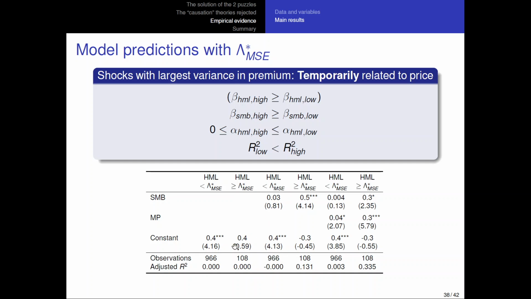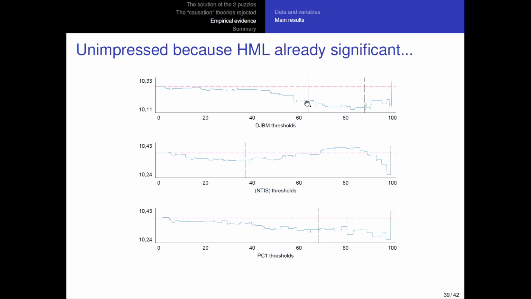But then you might not be very convinced because the value premium is already insignificant in these 108 months. So let's extend this. Let's relax the mean squared error threshold that is used to select the high price of risk states. Let's relax it from 80% to around 67%, just enough so that the value premium is significant in this part of the sample.